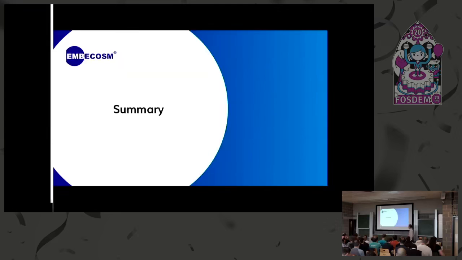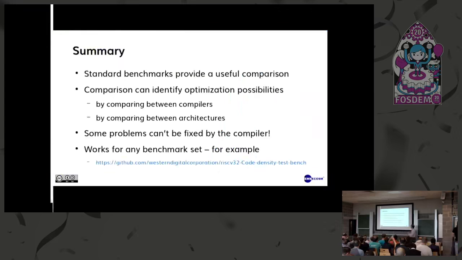So I hope that was useful. I was exploring how you go around the day-to-day job of improving a compiler. So standard benchmarks provide a useful comparison tool, and comparison between different environments can identify optimization possibilities by comparing compilers, by comparing architectures. But some problems can't be fixed by the compiler, and it works for any benchmark set.